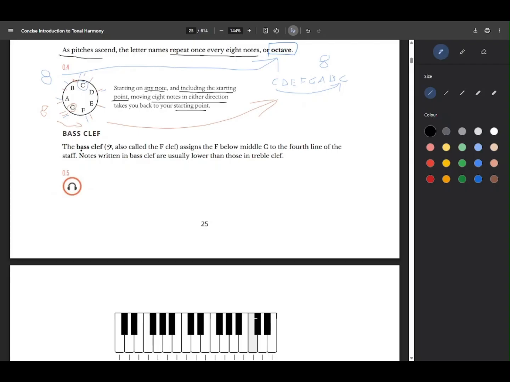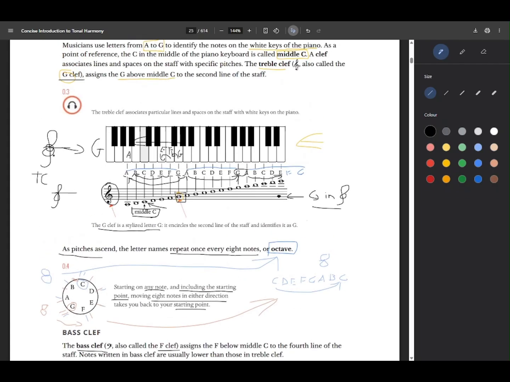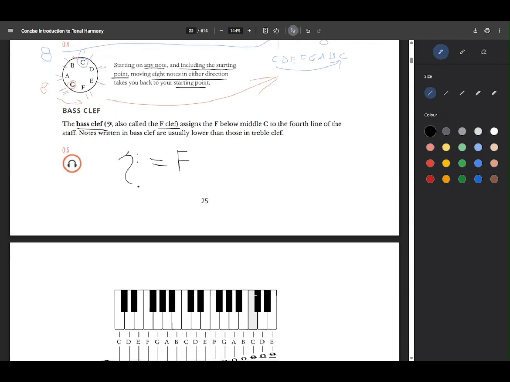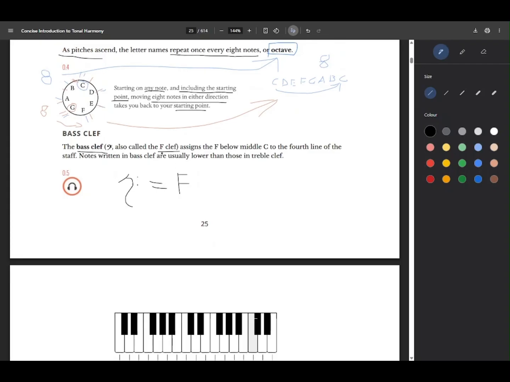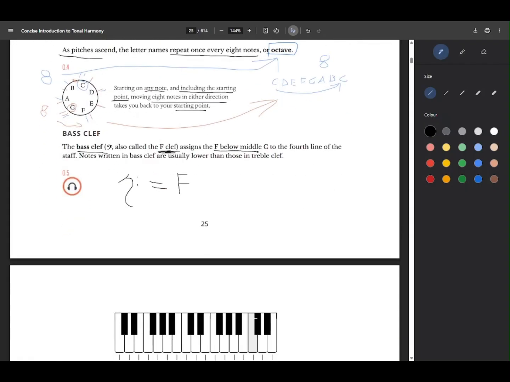All right, what does the book say about the bass clef? It says that the bass clef is also known as the F clef. So up here, we knew the treble clef as the G clef. We know the bass clef. This is how we write our bass clef. This kind of squiggle with two dots. We know this as our F clef. Kind of less resemblance here. They don't really look like each other, but nonetheless, it is our F clef. And instead of assigning the G as we did up here, it assigns F below middle C to the fourth line of the staff.